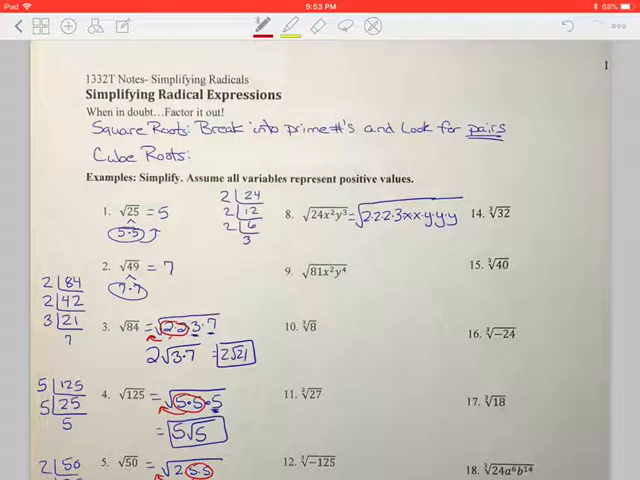So still looking for pairs. There's a pair of 2's. There's a pair of x's. There's a pair of y's. All of those come out. So I will take out a 2, an x, and a y. And if we look at what's left, I have 2 times 3 times y, and that will give me 6y.